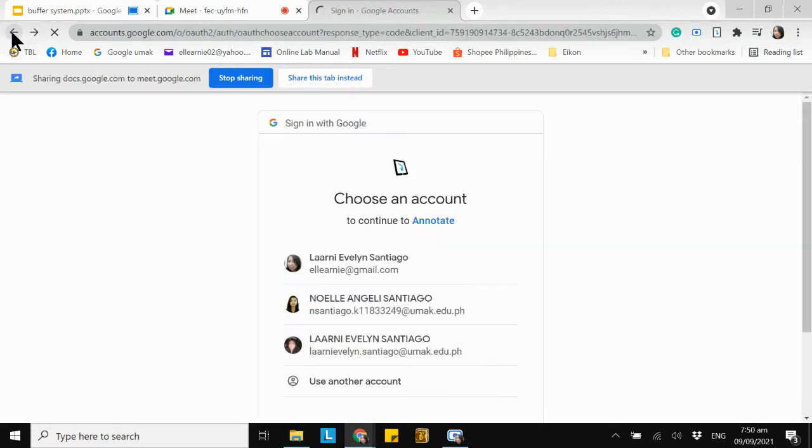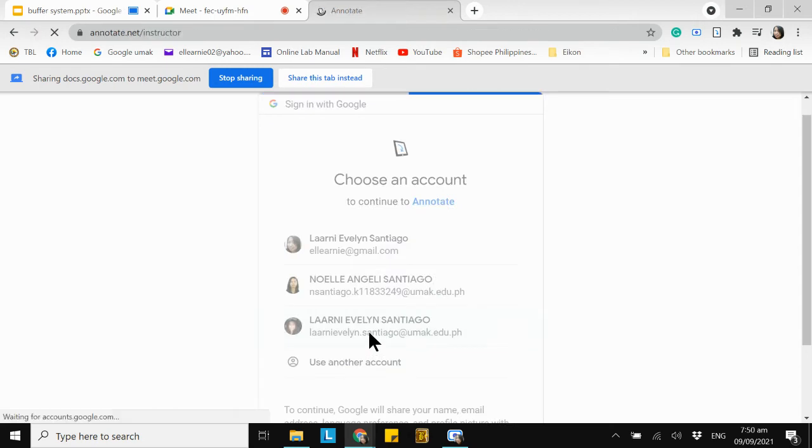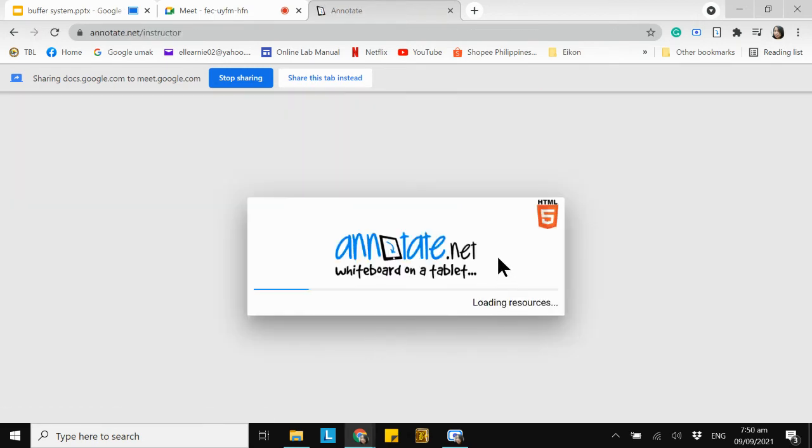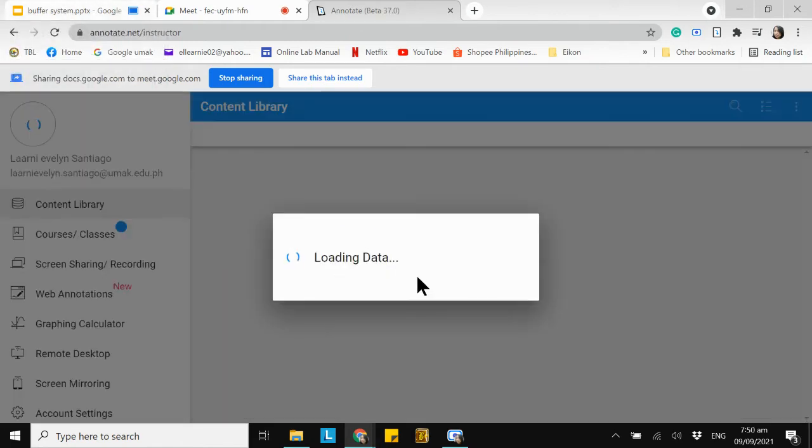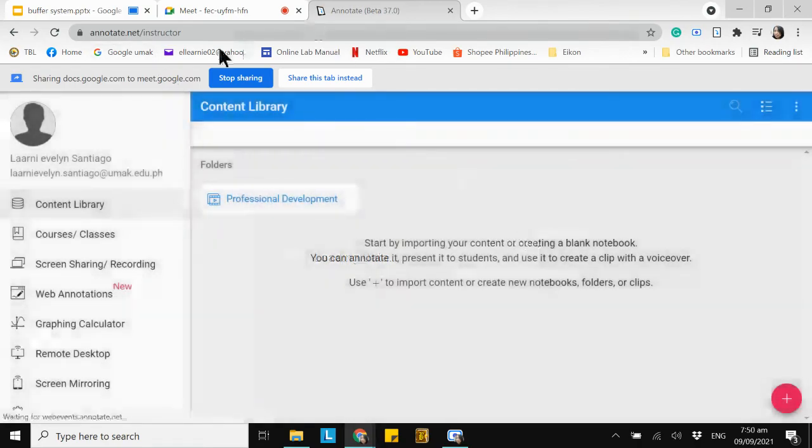Wait lang guys, ano ba yan? Saan na ba yun? Nawawala. Okay. So, wait. Naglo-load lang. In-add lang ako na ano eh, ang annotate ko.